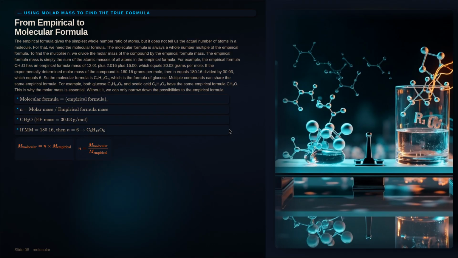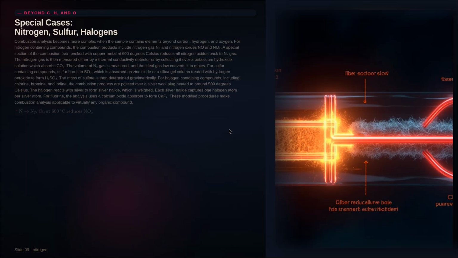Multiple compounds can share the same empirical formula. For example, both glucose and acetic acid have the same empirical formula CH2O. This is why the molar mass is essential. Without it, we can only narrow down the possibilities to the empirical formula.